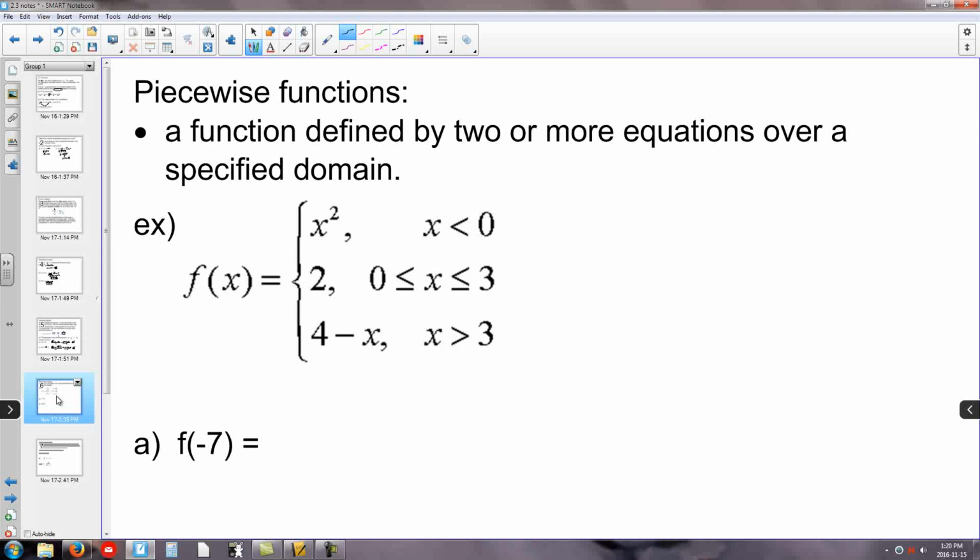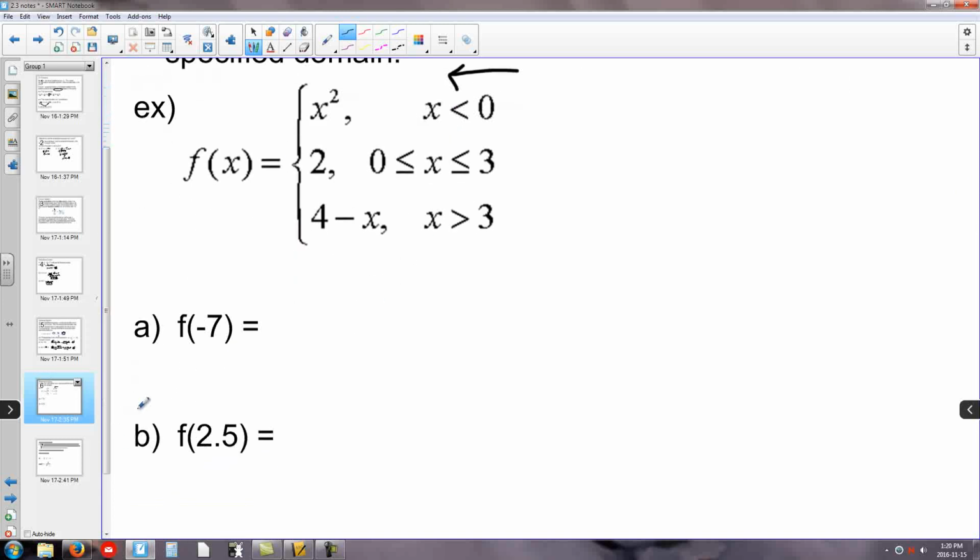The reason it's called a piecewise function is because it's broken into pieces by its domain. Now, a piecewise function we have to read from right to left. So if this is our equation and we're asked, what is f of negative 7? First, I have to figure out where negative 7 fits on my scale. Is negative 7 less than 0, between 0 and 3, or greater than 3? Well, negative 7 is less than 0, so I will use this equation. So negative 7 squared is 49, and that'll be my answer.